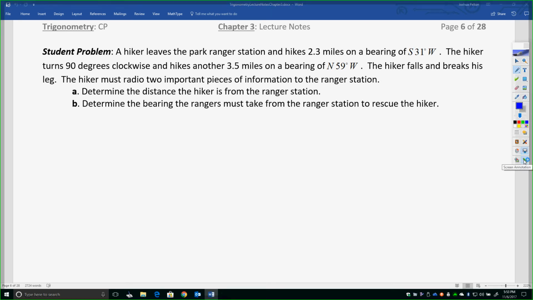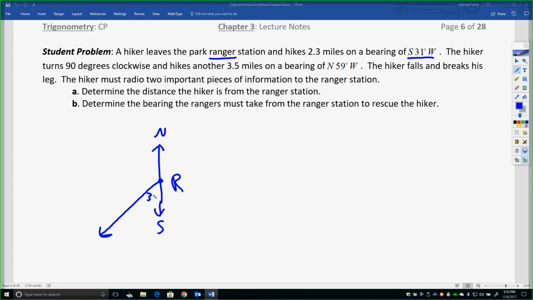Okay, same thing again. Draw a point somewhere on your paper and name that point. So we're going to leave a ranger station, so I'm going to call that R. I'm going to draw a north-south compass. Don't draw it too big. And then we need our next bearing. So our bearing here is south by 31 west. So if I go south by 31 west, that's this way. Make it longer than it needs to be.